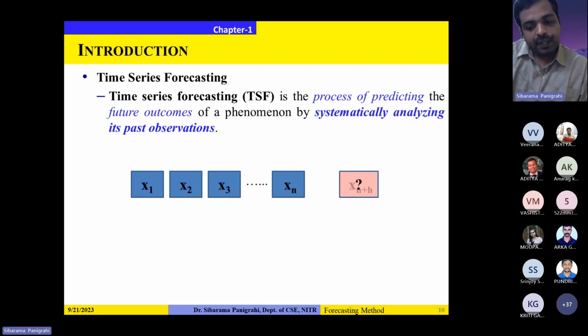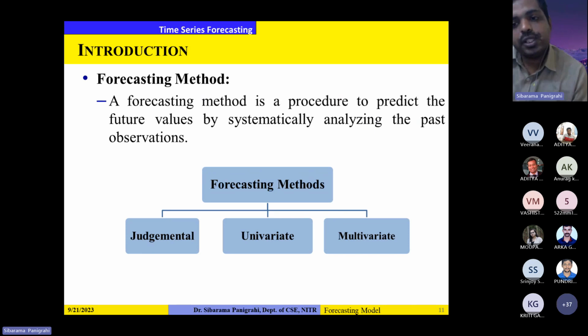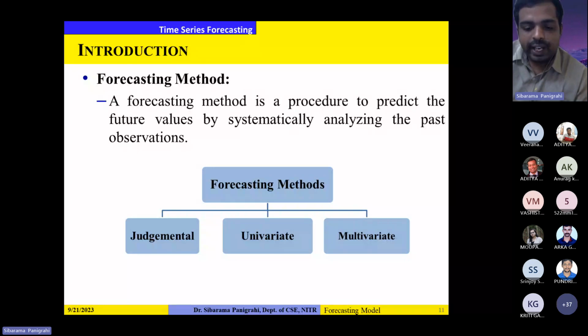So let us go through another thing that is called a forecasting method. A forecasting method is a procedure to predict the future values by systematically analyzing the past observations. The forecasting methods may be judgmental, univariate, and multivariate. Judgmental means, you see, every day we are doing forecasting. While returning home, will there be rain or not? If there will be rain, we will take the umbrella, otherwise we will not. While traveling to the market, how is the traffic? Accordingly, we will plan our route, right?